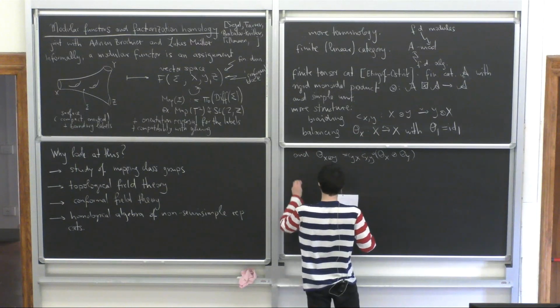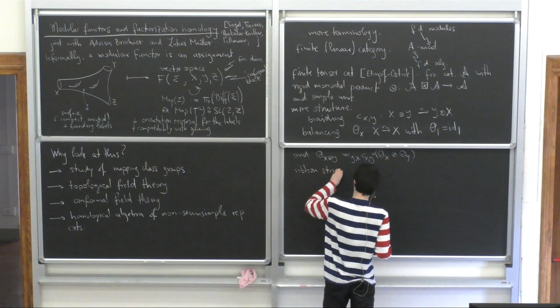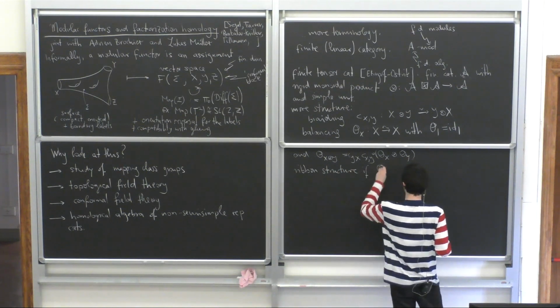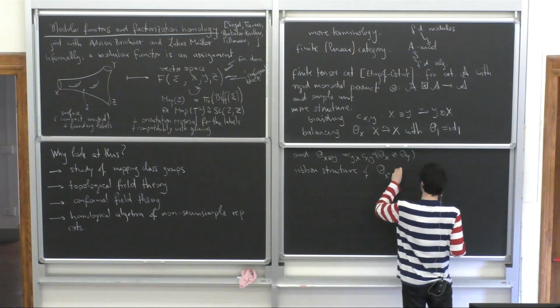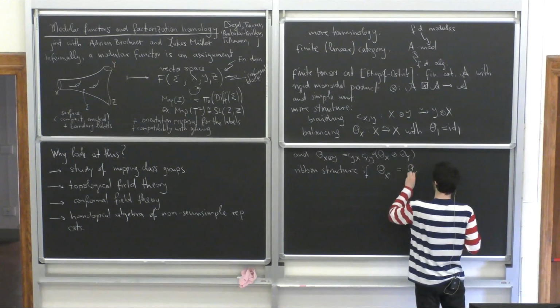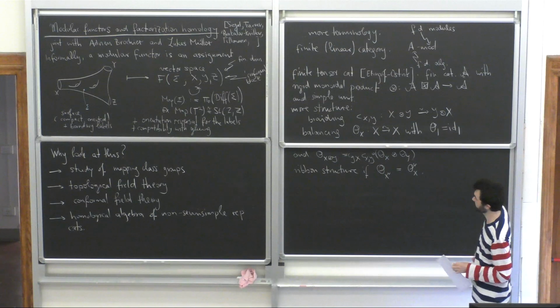And this is a so-called ribbon structure. If we have additionally that the balancing at the dual object is the dual balancing, then we call this a ribbon category.